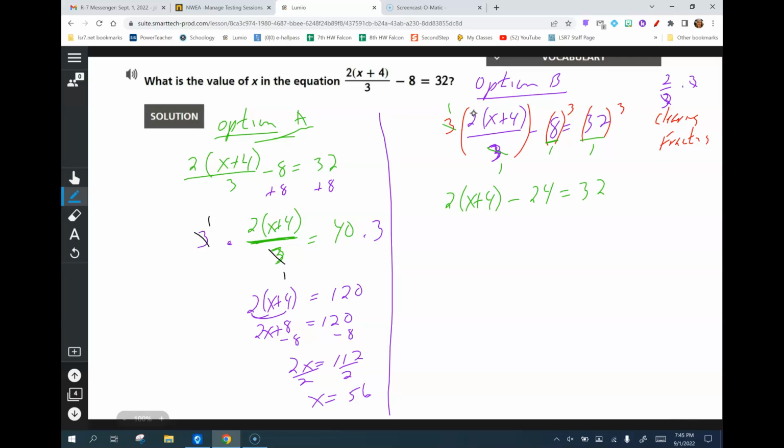Okay, now this is an equation just like what we were doing before. I'm just going to solve this. So 2x plus 8 minus 24 is equal to 32. Combine like terms here, so I get 2x minus, wouldn't you know I'd have to do that. So 24 minus 8, sorry. And I get 16 is equal to 32. I'm going to add 16 to both sides. I get 2x is equal to 48, divided by 2. Oops, hold on, something's wrong.